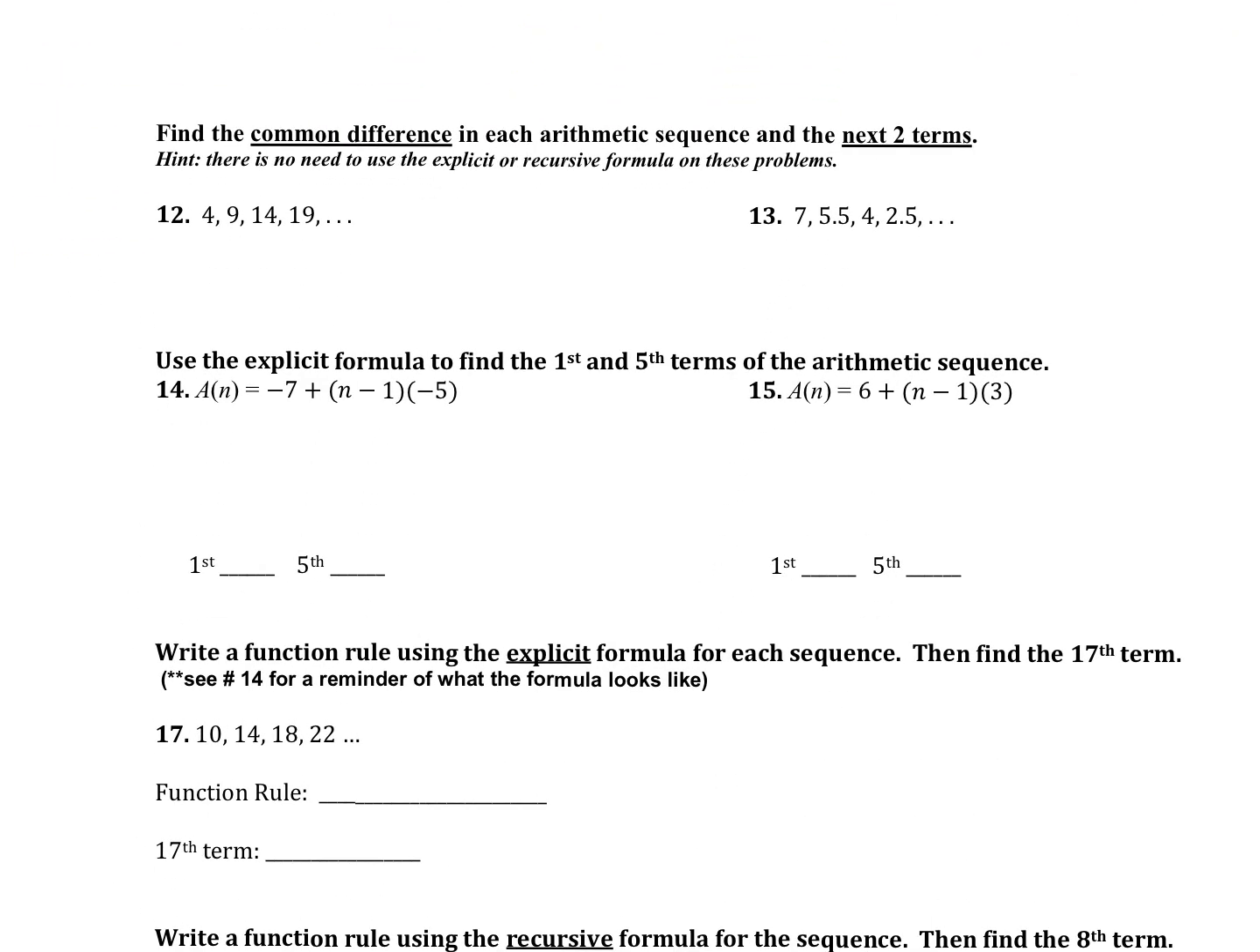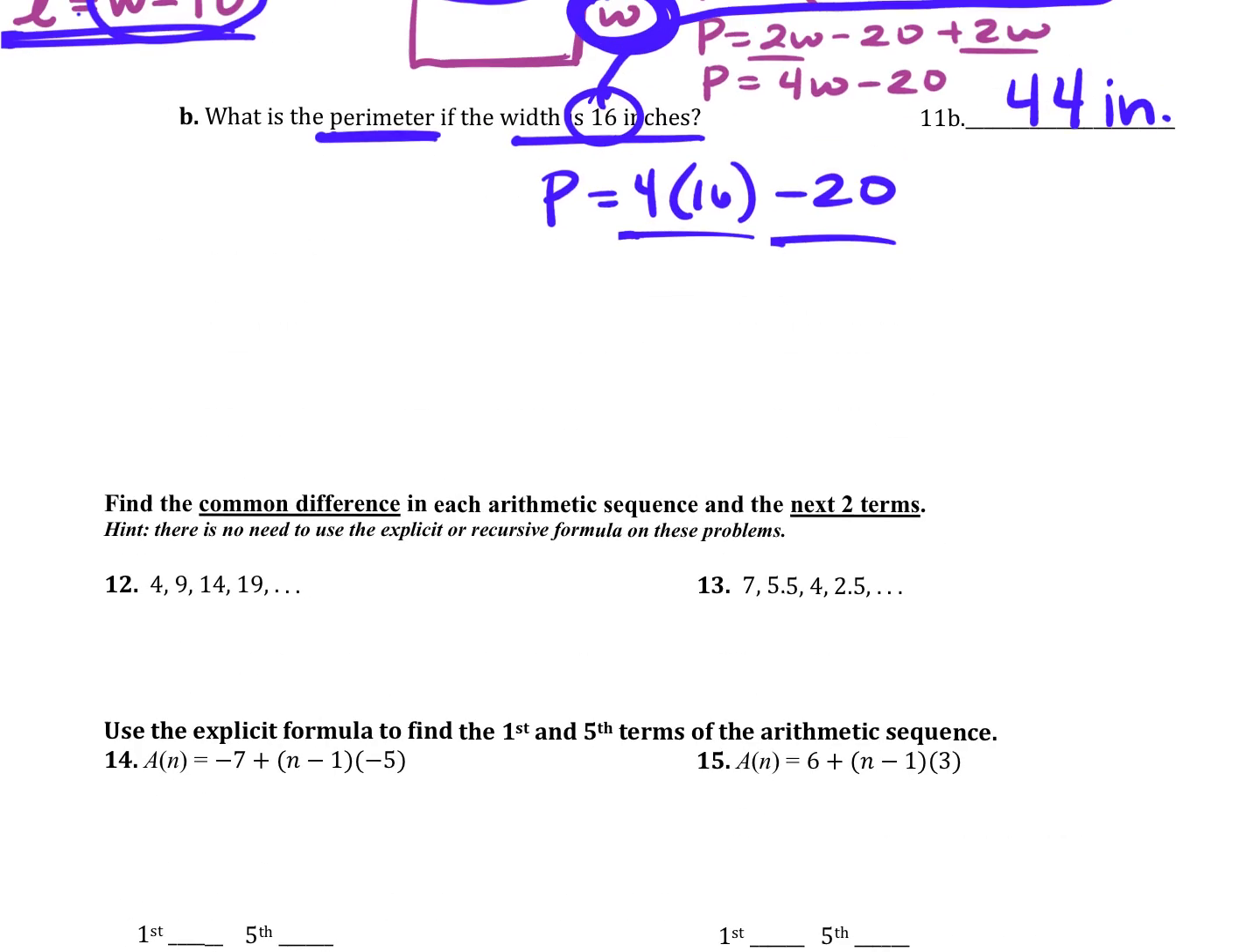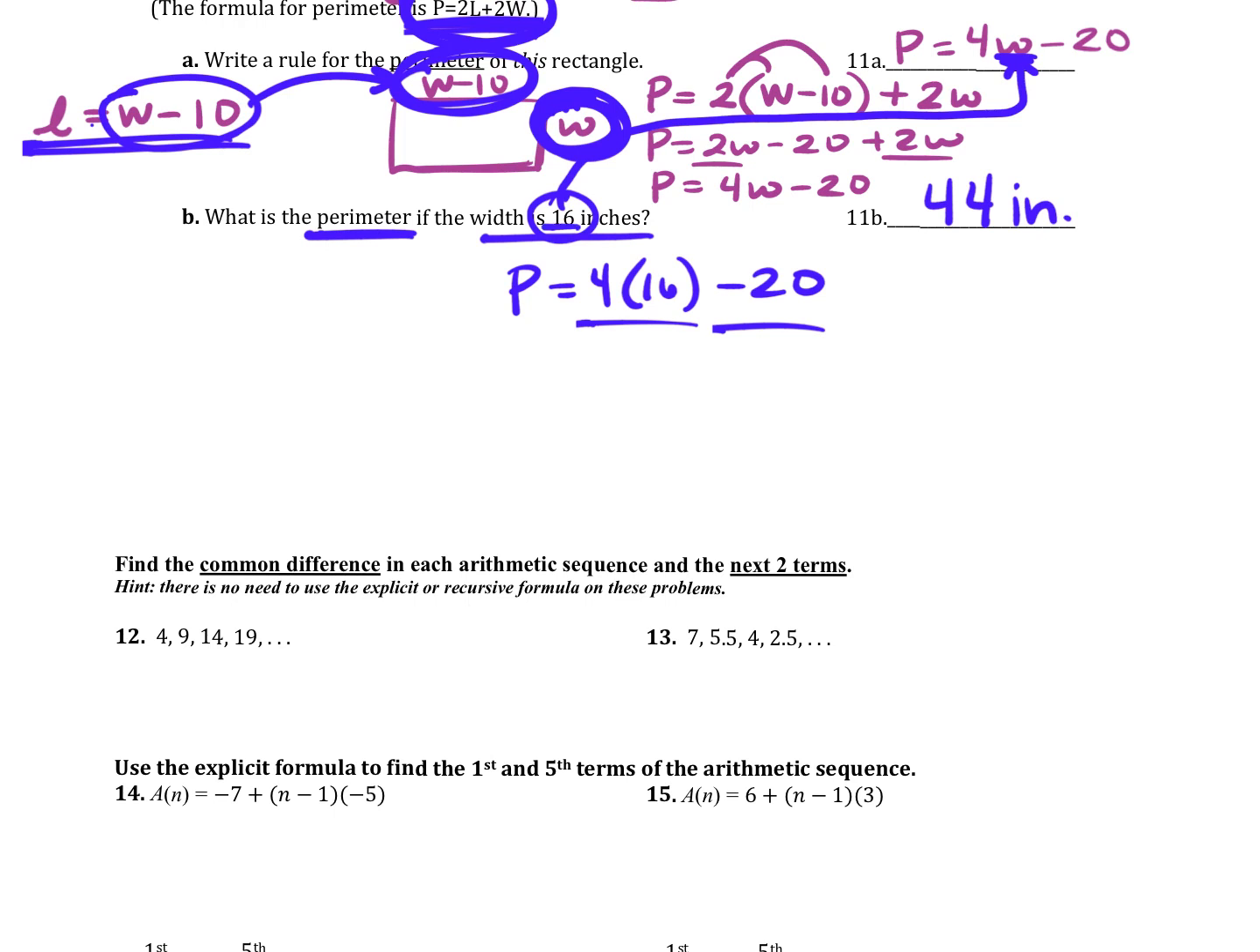All right. Find the common difference. What is a common difference? Stay with me. What was 11B? 44. You had to plug the 16 in.